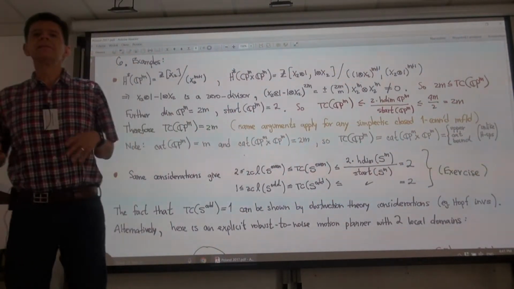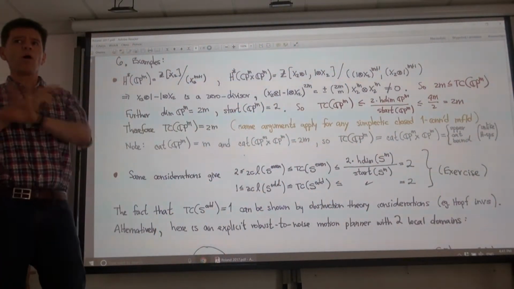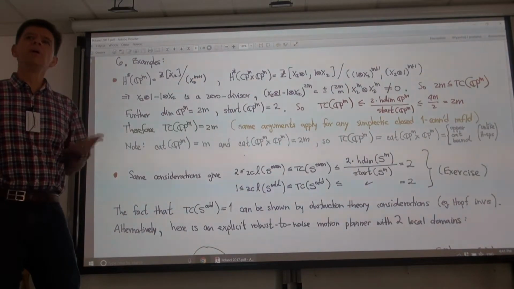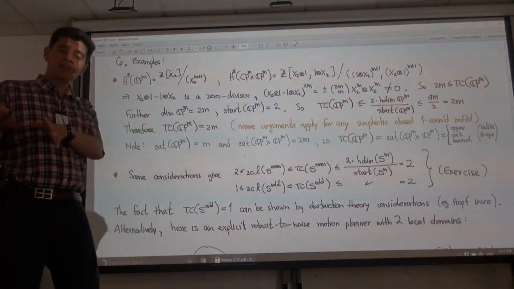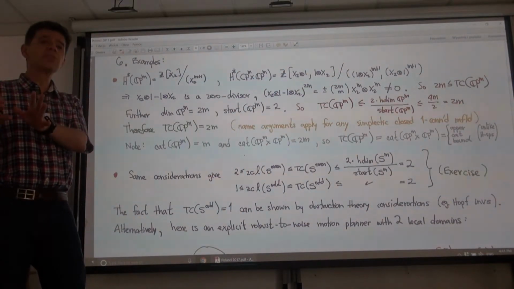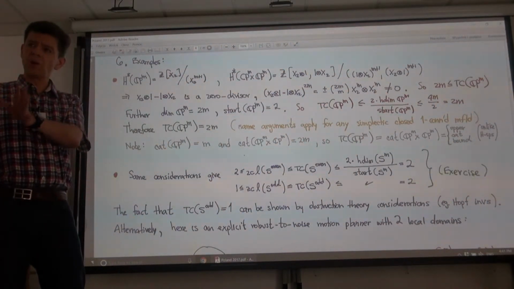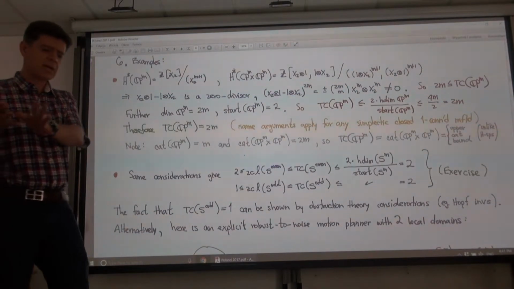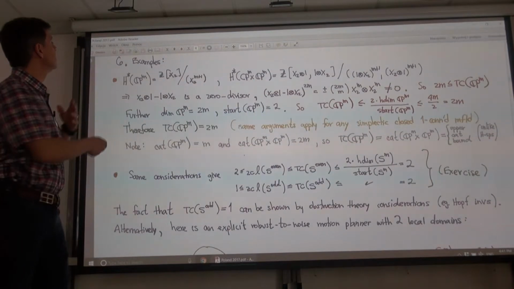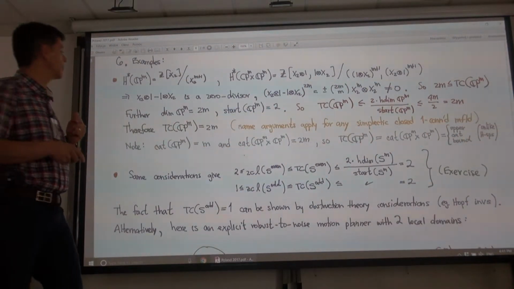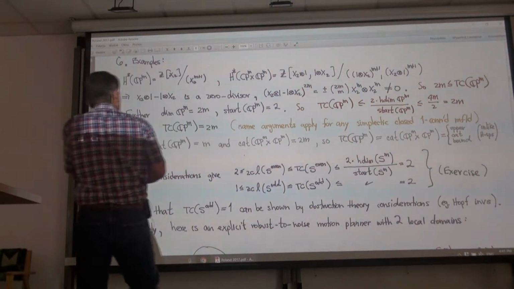So in a sense, simply connected manifolds behave completely differently from, say, Hopf spaces, for which the answer for the topological complexity of Hopf spaces, of topological groups, say, is just the category of the space, and in this case it is twice the category. So they behave completely differently.